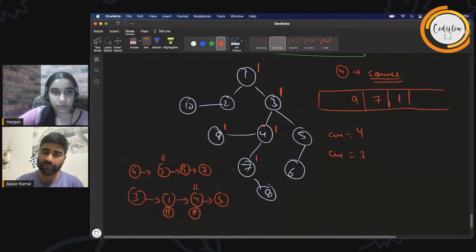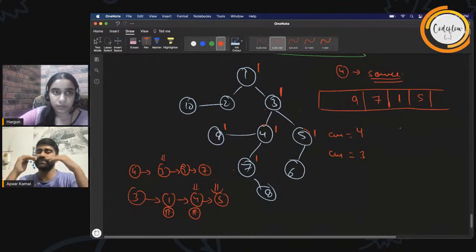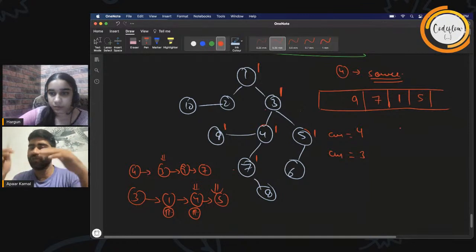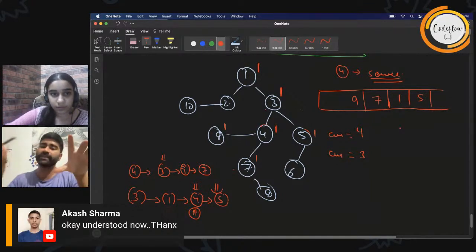Now let's move on to 5. When I have moved on to 5, as we can easily see, 5 is not visited. So what it will do is it will mark it as visited and push back 5. So are you guys getting this, that we started from 4, now we are traversing 3, 9, and 7, then we are traversing 1, 5, and so on?